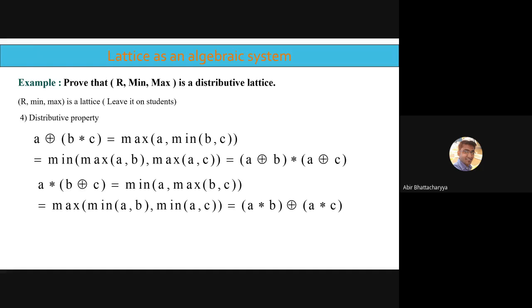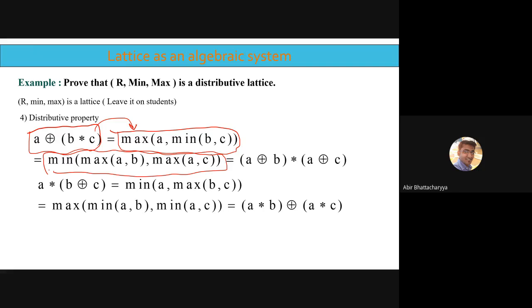Just write the standard formula. What does a plus-circle (b star c) mean? That meaning is important here. It means the maximum of a and the minimum of b, c. And what is the meaning of the other side? It means the minimum of the maximum of a, b and the maximum of a, c. You may ask why this is. Because I get it from here, from the RHS. This is your LHS and this is your RHS. We know that LHS and RHS hold true, so directly write down LHS and RHS and say they are equal. That much you have to do in the exam.